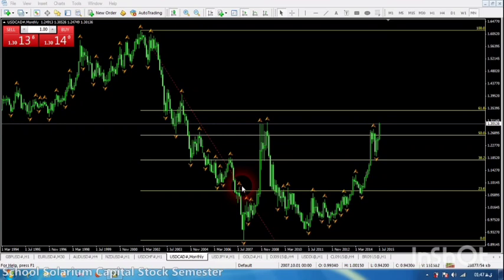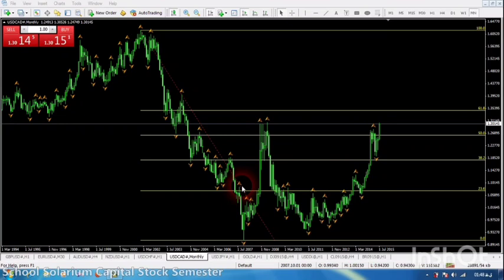Last session we talked about Fibonacci, and I taught you how you can draw it correctly and how you can analyze your market based on the Fibonacci tool. And we talked about the Fibonacci resistances, and I hope you don't have any questions or problems about that.